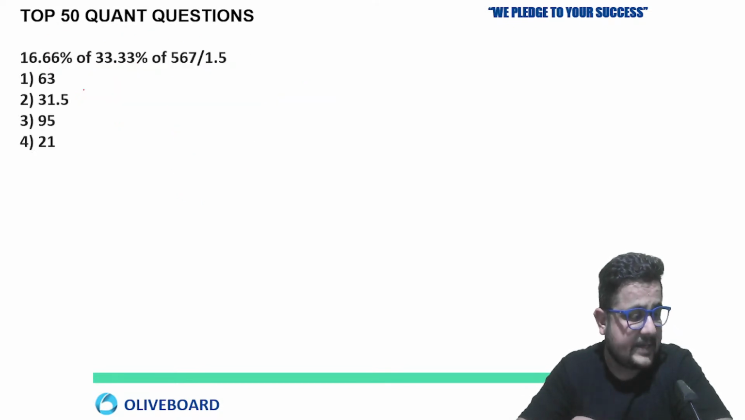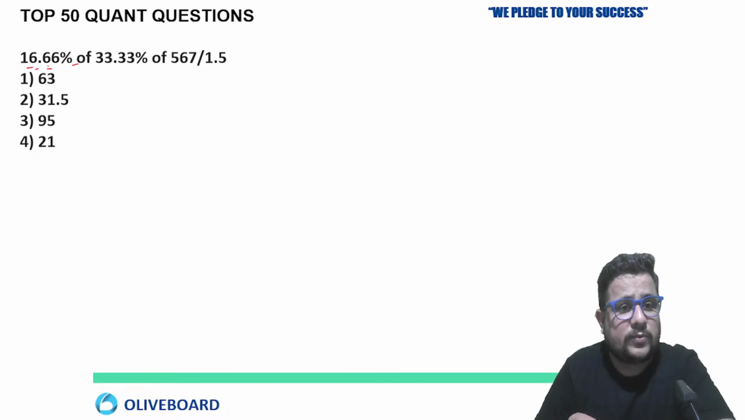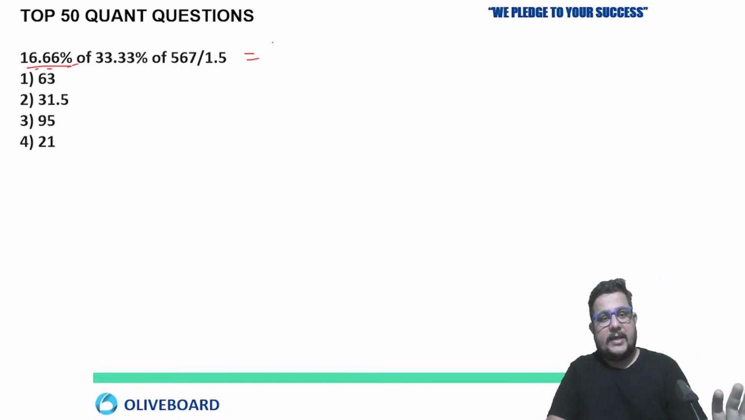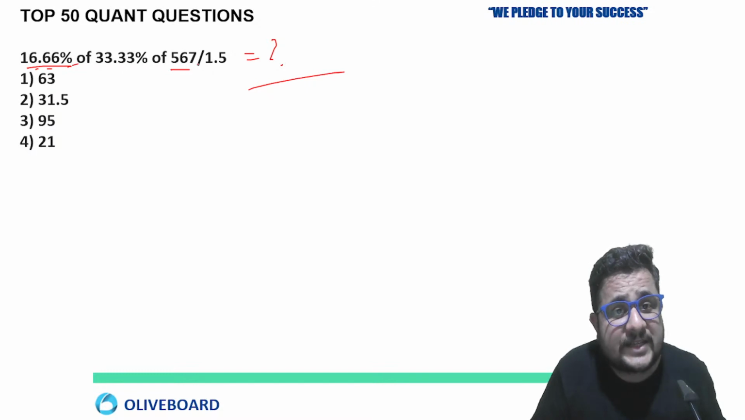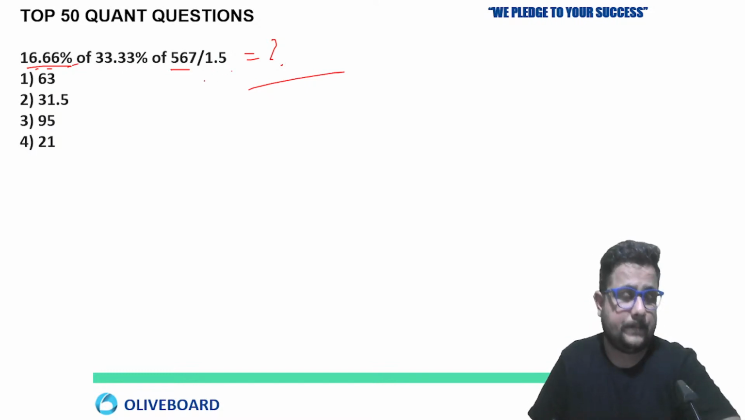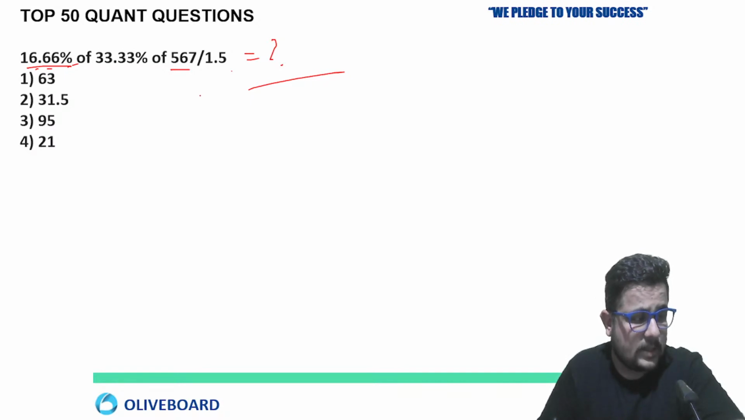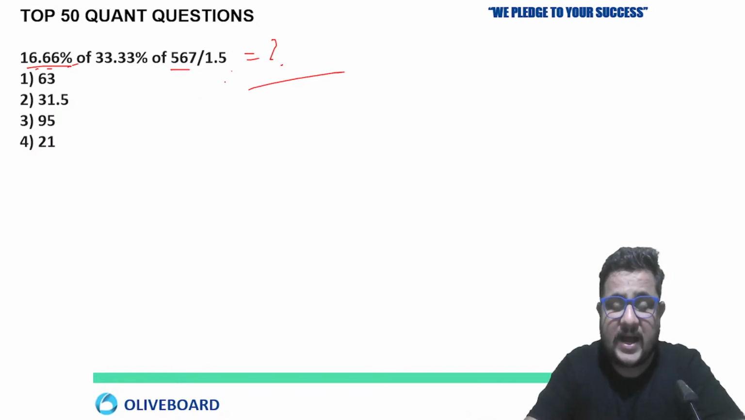Very good. Excellent job. Now, this one is the easiest one. Tell me the answer now. Which will come in place of this? 16.66% of 33.33% of 567 by 1.5. Tell me the answer of this one now. Fast. Quick.